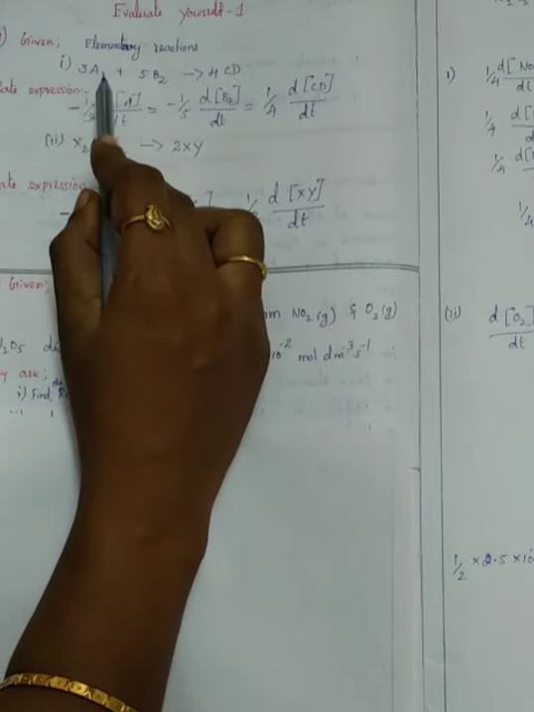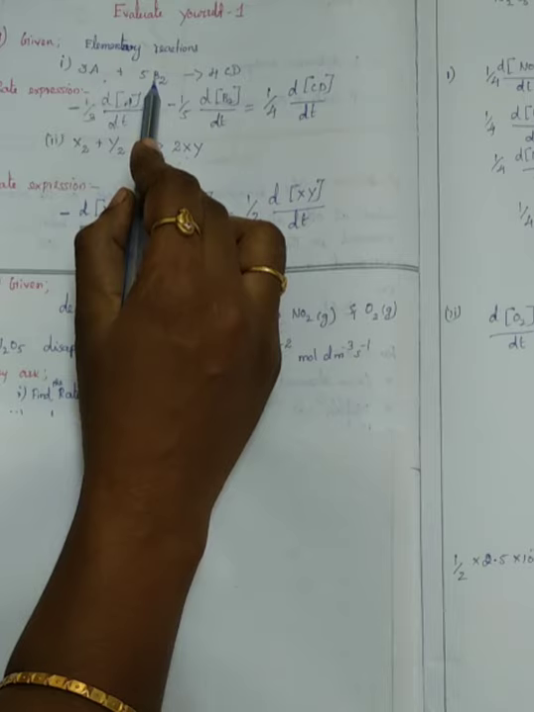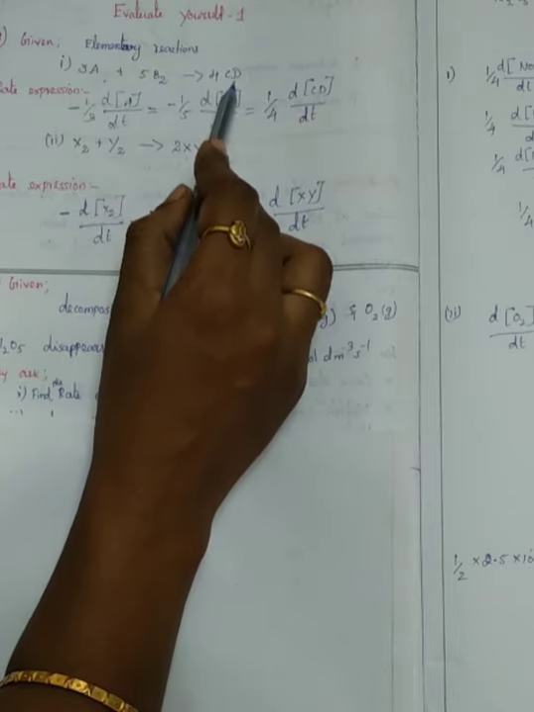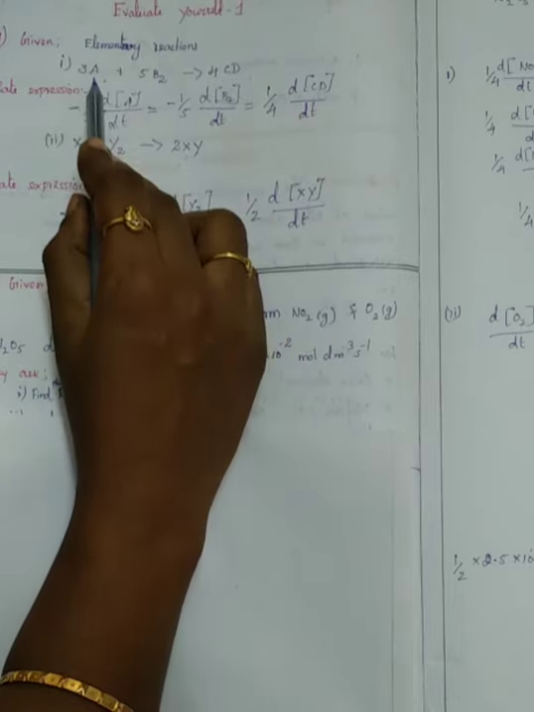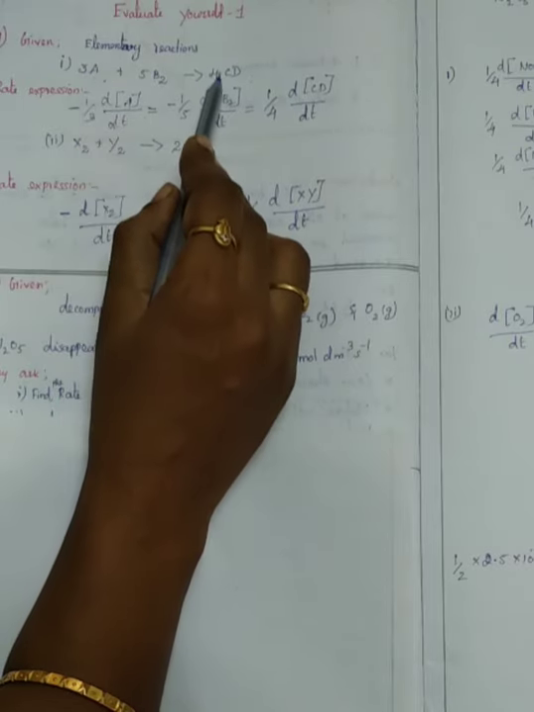Here, who is the reactant? A and B2 are the reactants. CD is the product. While writing the rate expression of the equation, for the reactant we have to use the minus sign. Then for the product we have to use the plus sign.